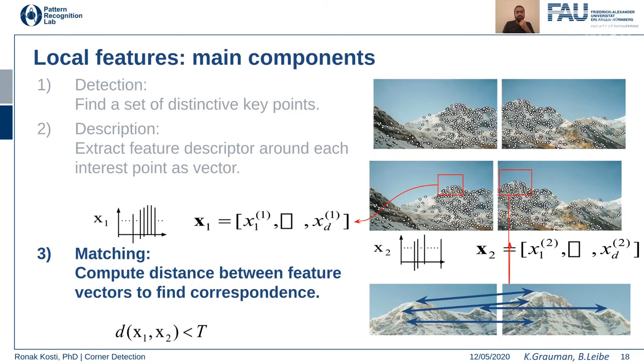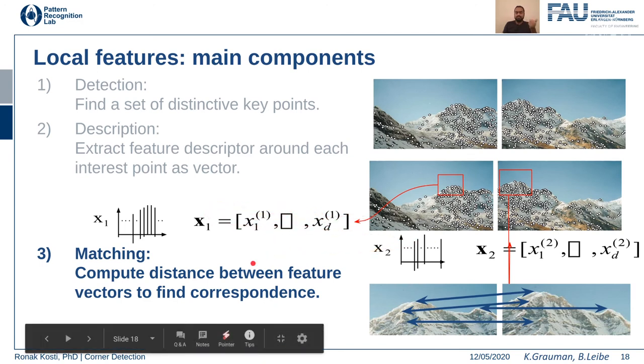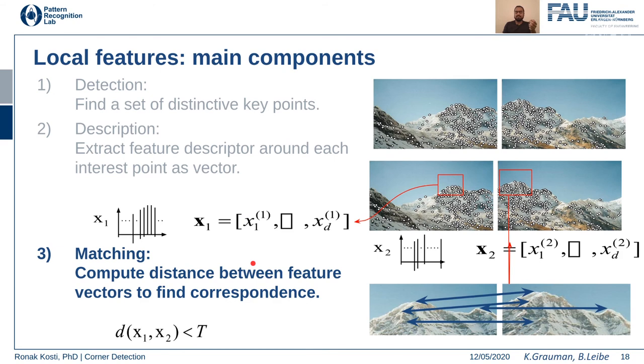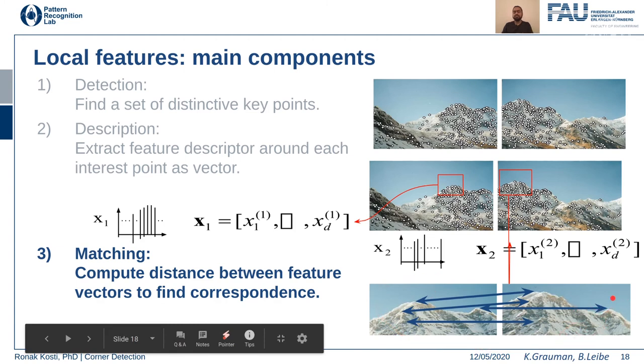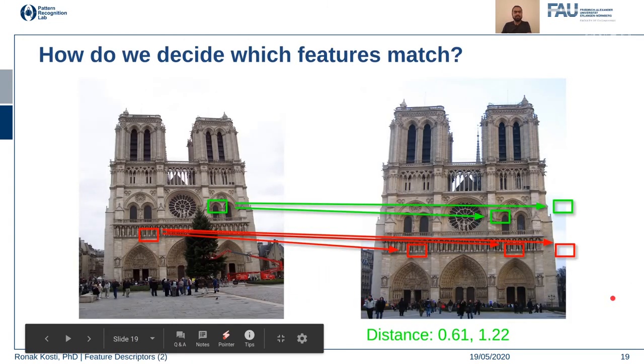Matching. Once we have the feature vectors, how do we match? How do we compare them? What are the different metrics involved in comparison? How do we find the correspondences between these features detected across different images? That's what we are doing in matching.